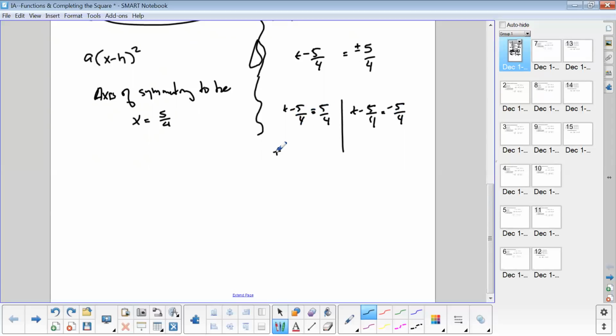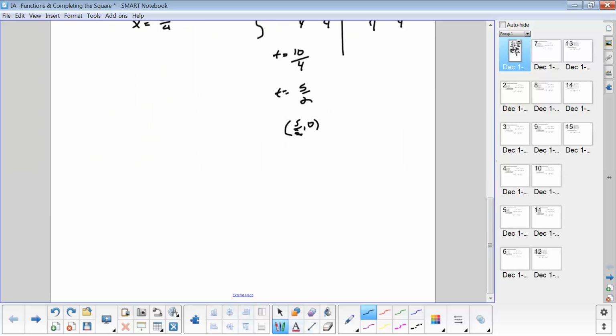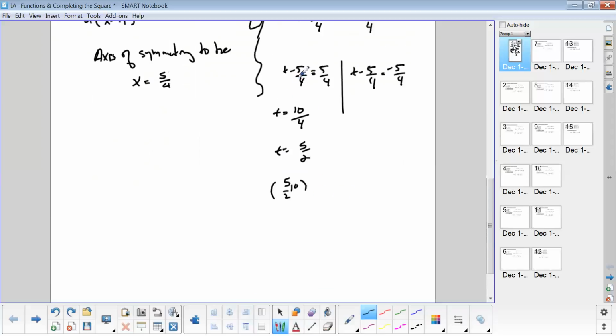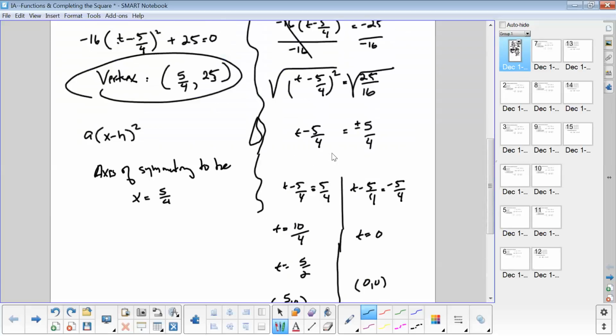So when you add the 5/4 over, you get t equals 10/4, or t is equal to 5/2. So 5/2, comma 0. And this one would be adding 5/4. So I get t equals 5/4 plus a negative 5/4, I get 0. So it'd be 0, 0 as the solutions.